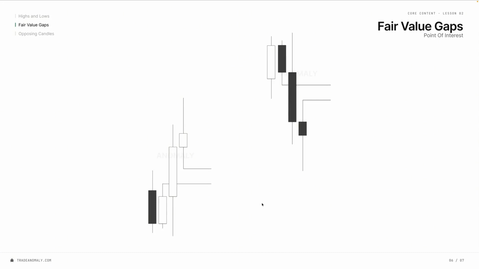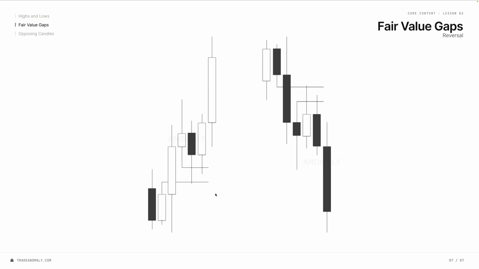Now here we have a fair value gap. This is our second key level. We only use two key levels. So what is a fair value gap? It is also a three candle pattern where candle 1 and candle 3's wicks do not meet, right? That creates a gap, and that gap is our key level.